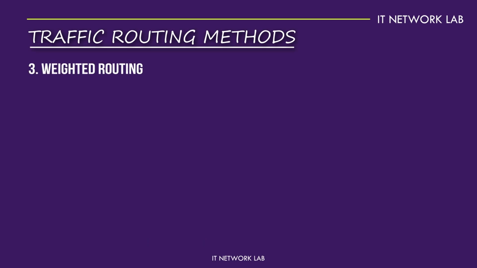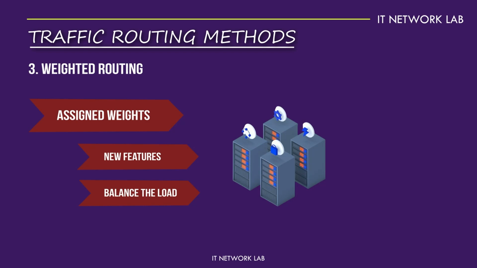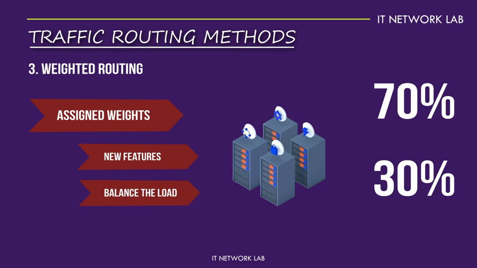3. Weighted routing. Weighted routing distributes traffic based on assigned weights. This method is perfect for scenarios where you want to test new features or balance the load across multiple servers. Let's say you want 70% of your traffic to go to a powerful new server and 30% to an older one. Weighted routing makes this possible.